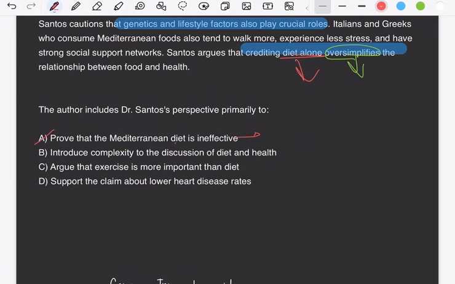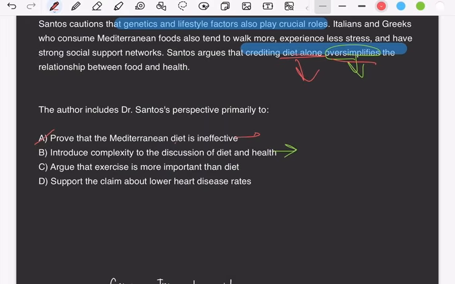The next one is to introduce complexity to the discussion of diet and health. Now, we see that it is oversimplified, and she wants to introduce the fact that it is not this simple. Rather, it is complex, and it is not only about diet. So this is for now our correct option.